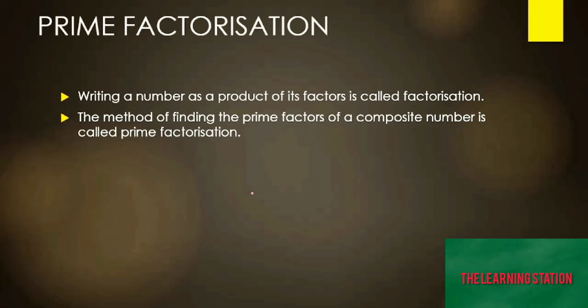a lot of questions which ask about prime factorization. So writing a number as a product of its factors is called factorization. The method of finding the prime factors of a composite number is called prime factorization. When you write the number as the product of its prime factors, it is called prime factorization. That means we are only going to use prime numbers in the answer.